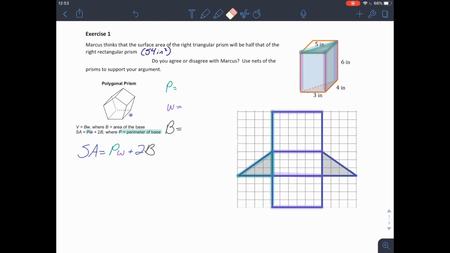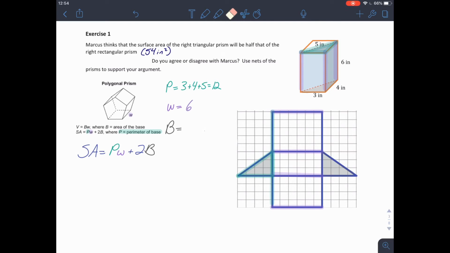First, we need to find the perimeter of our triangular base, which in this case would still be the length of that unfolded rectangle in our net. To do this, we just add up the three sides of our triangle, 3, 4, and 5, to find our perimeter of 12 inches. Our width would then be the distance between the two triangular bases, which is the 6 from our diagram.